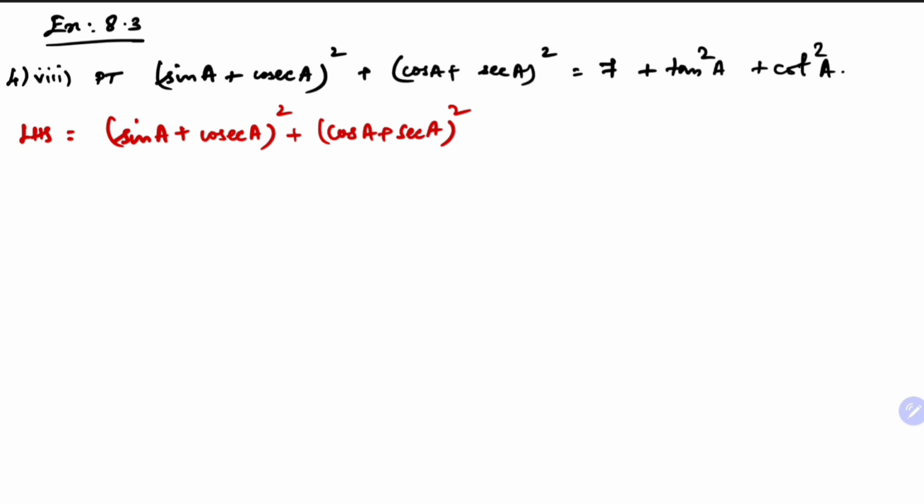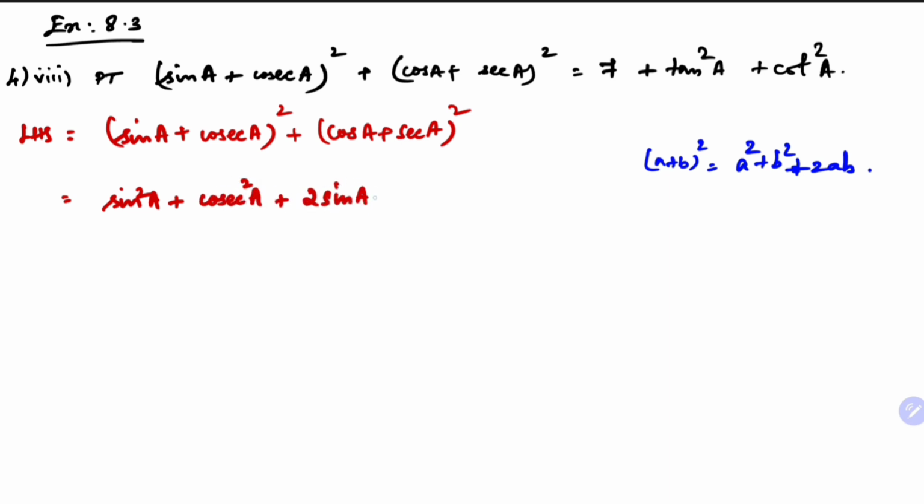We know the formula (A plus B) the whole square is equal to A square plus B square plus 2AB. Substituting that, sin square A plus cosecant square A plus 2 sin A cosecant A, plus cos square A plus secant square A plus 2 cos A secant A.